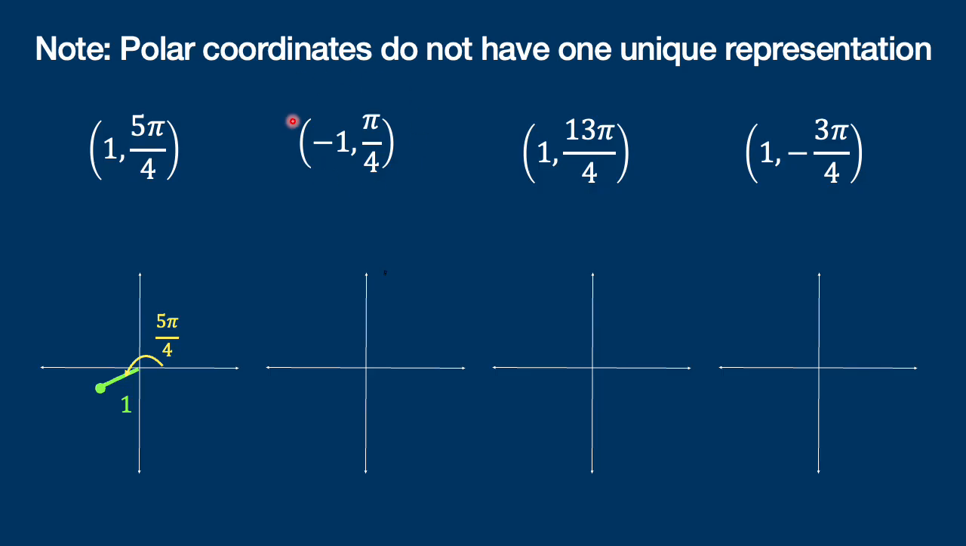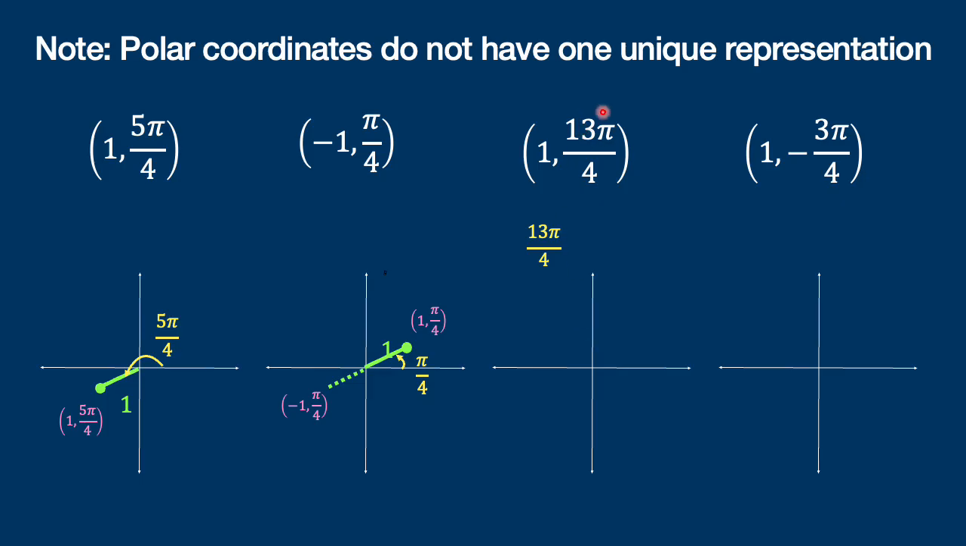But look at this representation. How are we going to sketch it? You're going to find the angle first, pi over 4. That's the first quadrant. Then the distance from the origin is 1. That's the point 1, pi over 4. But here the radius is going to be negative 1. So you're going to rotate this point to quadrant 3. We're going to rotate this one 180. So you find negative 1, pi over 4. Exactly the same point they represent.